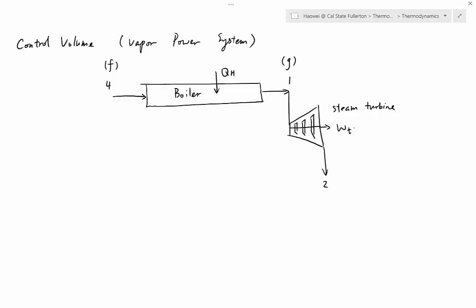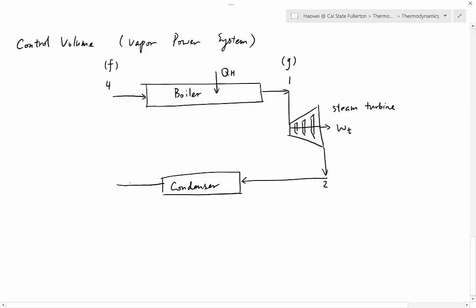And then what we will do is further cool down the hot steam, number 2, by sending it to a condenser. Hot steam goes into this condenser and cools down further. It's going to lose more heat, QC, and we call the exit number 3. Before we send it back to the boiler, we need to have number 3 go through a pump in order to pump up the pressure. And then we send it back to the boiler, 3 to 4.